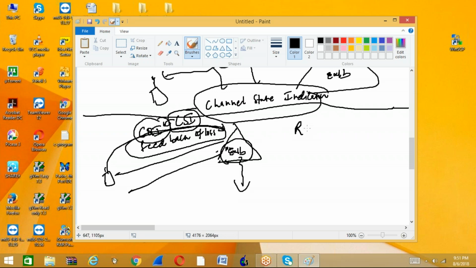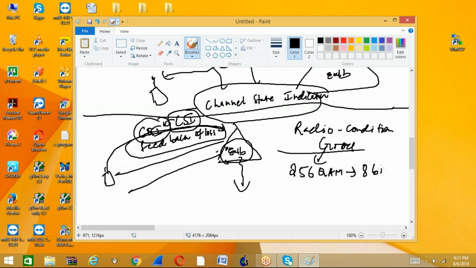Now you tell me, if radio conditions are good, it means losses are less. If radio conditions are good, what will be the modulation technique? You tell me. It will definitely be 256 QAM, because how many bits are we transmitting? 8 bits. If there are very good radio conditions, then I'll use this.